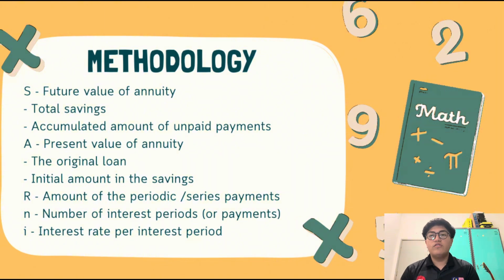This is the methodology for annuity. We have S for the future value of annuity, which we can use for total savings and the accumulated amount of unpaid payments. A is the present value of annuity, the original loan or initial amount in the saving. R is the amount of the periodic, series payment. N is the number of interest periods or payments. And lastly, I is the interest rate per interest period.